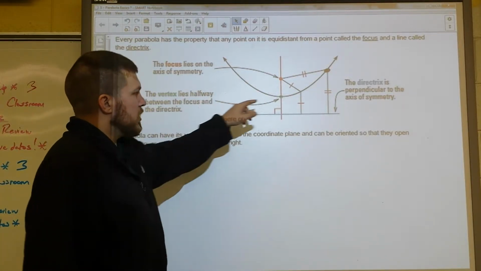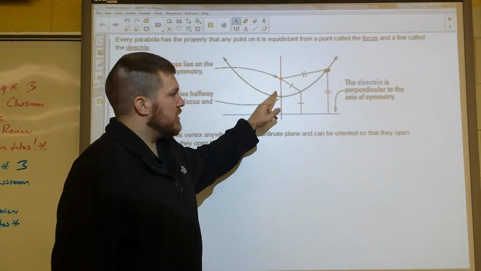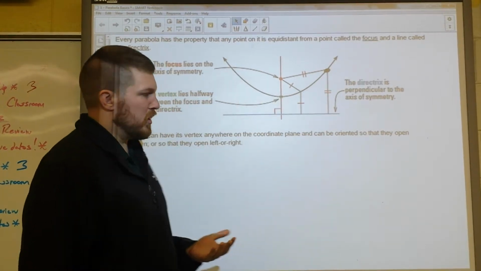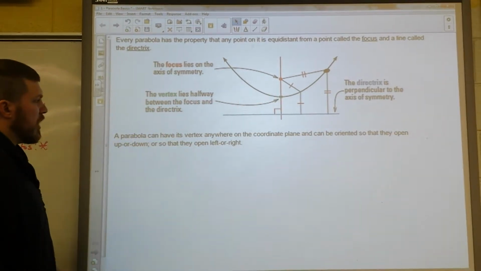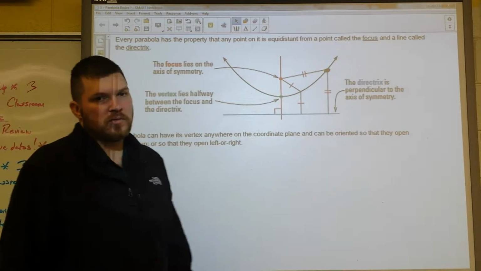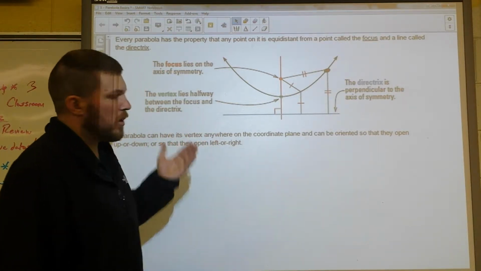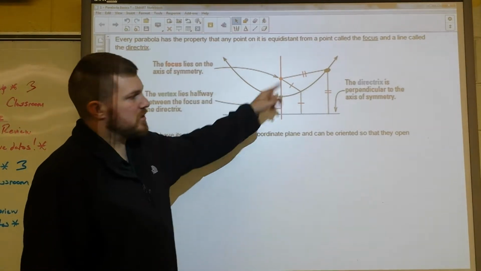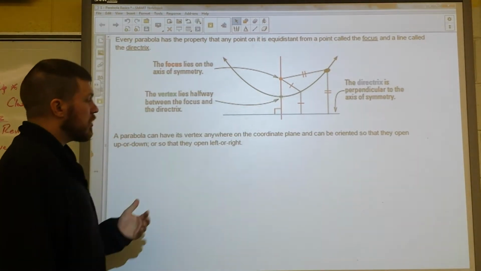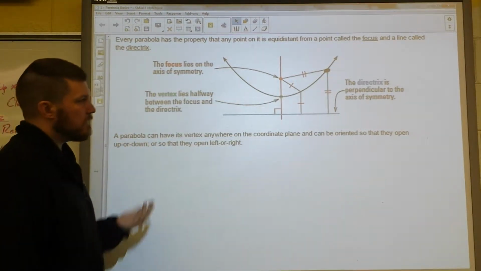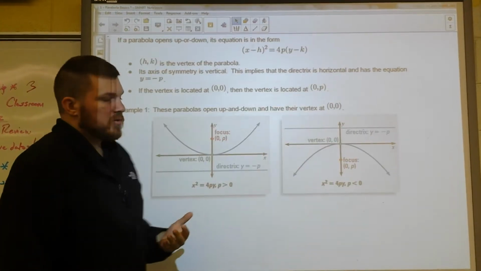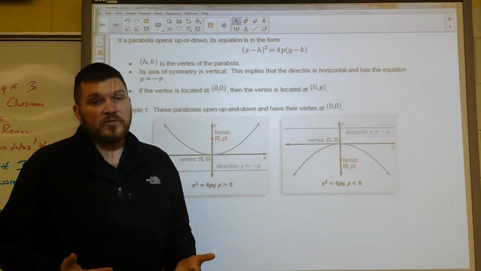The vertex is always the lowest point, like we see here in this picture, or the highest point of the graph. A parabola can have its vertex anywhere on the coordinate plane, aka the graph, and it can be oriented so that the parabola opens up or down. Here we see an example of a parabola that opens up, or the parabola can also open left or right. Based on how the parabola is turned, we have different equations.